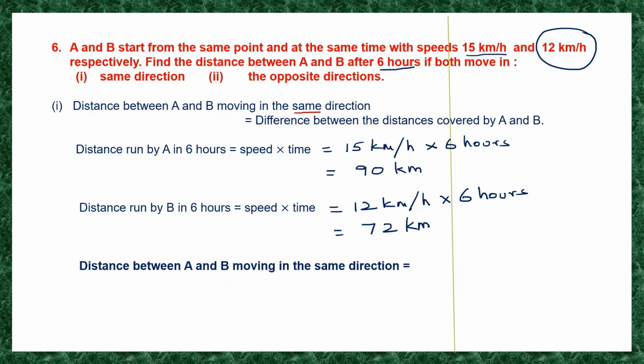So the distance between A and B moving in the same direction will be 90 kilometers minus 72 kilometers. So if they're moving in the same direction, subtract. If they're moving in the opposite directions, add. So let's subtract 90 and 72. 90 minus 72. Let's borrow. Here it's 8. Here it's 10. 10 minus 2 is 8. 8 minus 7 is 1. So the distance between A and B moving in the same direction will be 18 kilometers.